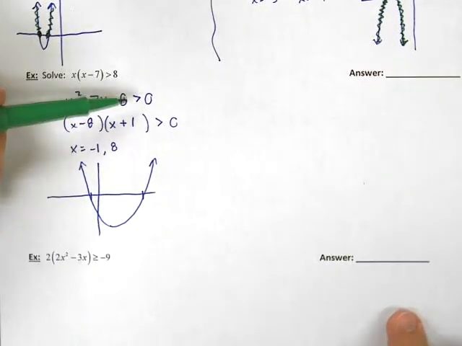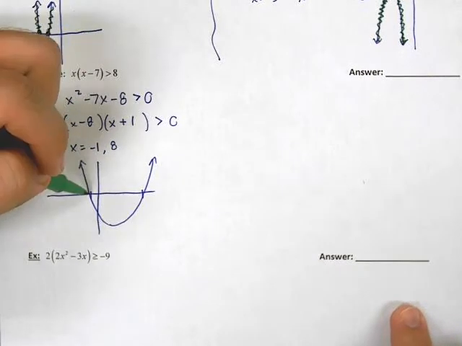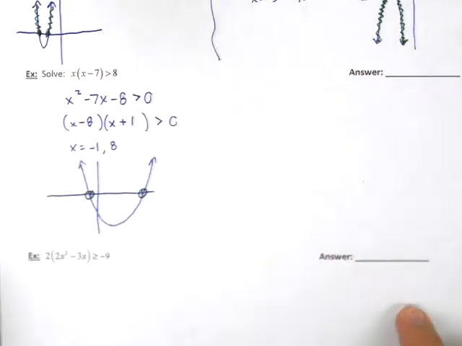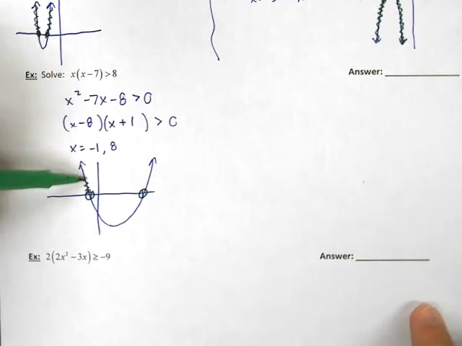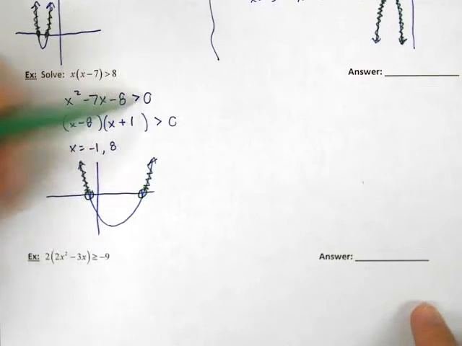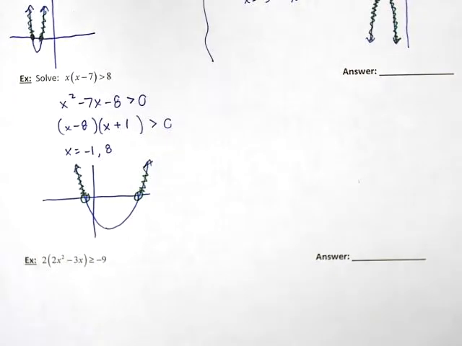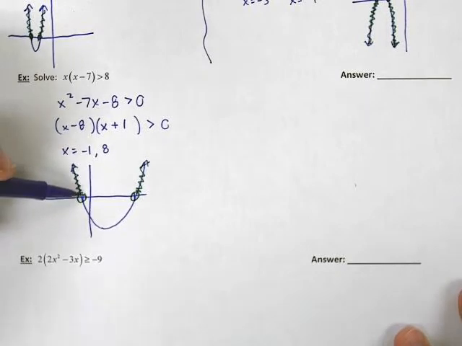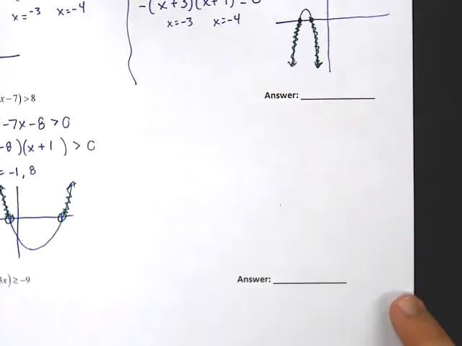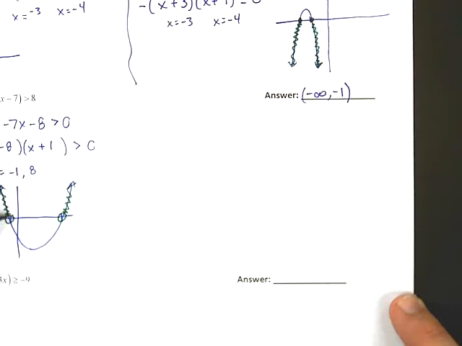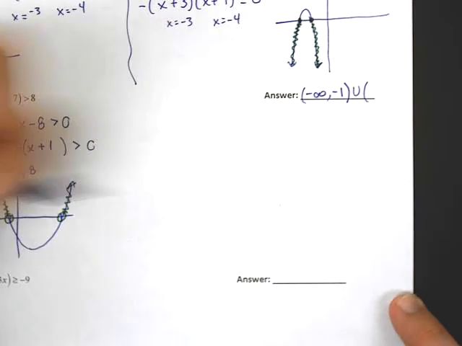And now I say I need to be greater than 0. So at negative 1, at 8, I have to put open circles because it's just greater than, but then I'm going to shade wherever I'm greater than 0 or above 0. So I now know that I need to shade to the left of negative 1, to the right of 8. So when I combine those ideas together, I should get negative infinity to negative 1, parenthesis, because I do not include it, and then I skip to 8 all the way to positive infinity.